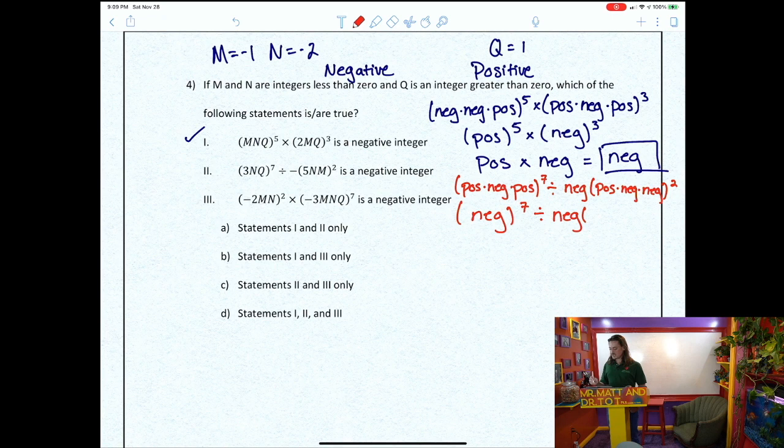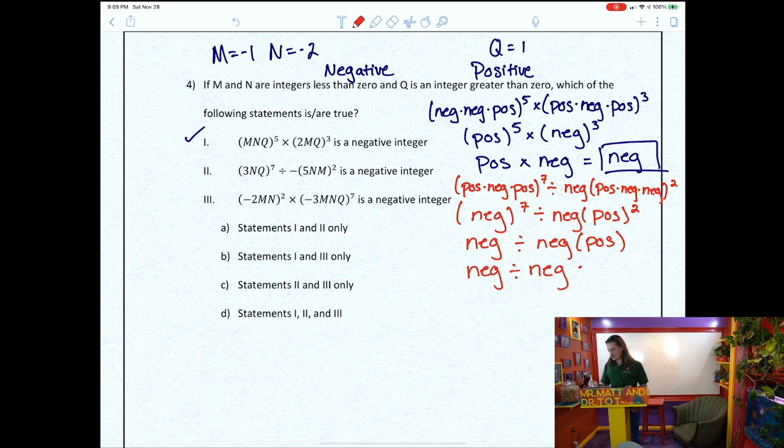A positive times a negative, the two negatives cancel out, and that's going to be a positive squared. A negative raised to the 7th power, that's an odd power, so that's going to remain negative. And then I'm going to have a negative times a positive squared. A positive squared is positive, but a negative times a positive is negative. So I'm going to have a negative divided by a negative, which is going to be a positive quotient. So statement 2 is false.